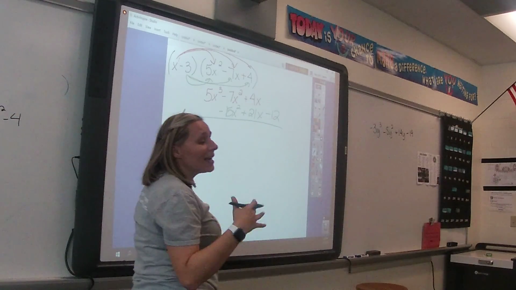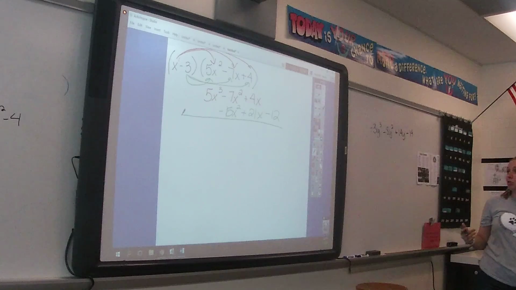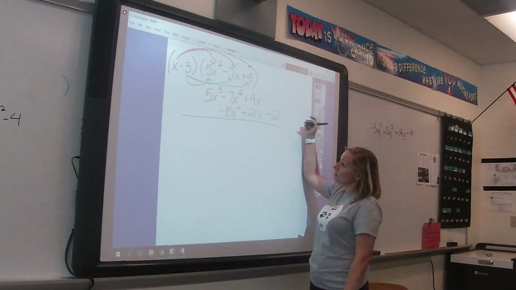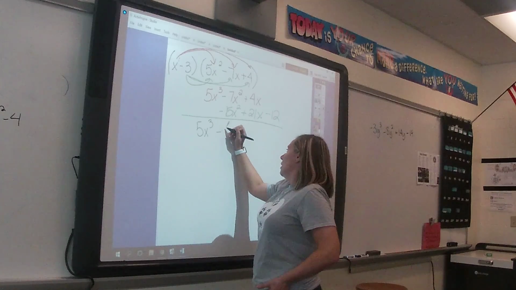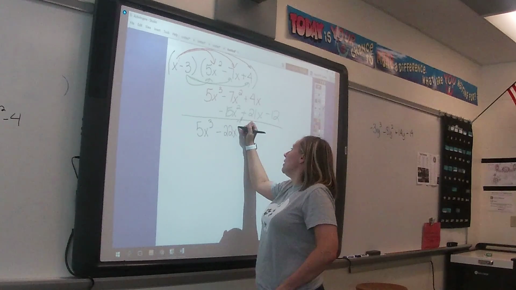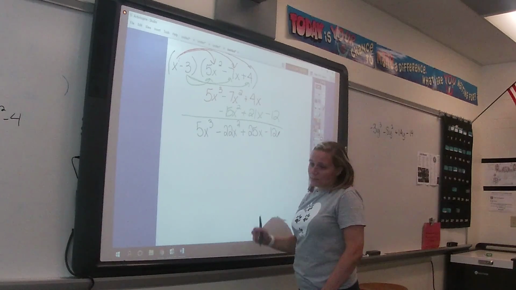So again, by having that stacked look, you don't have to start searching for the like terms to combine. You can just go straight down. So our 5x to the third comes down. Minus 22x squared plus 25x minus 12.